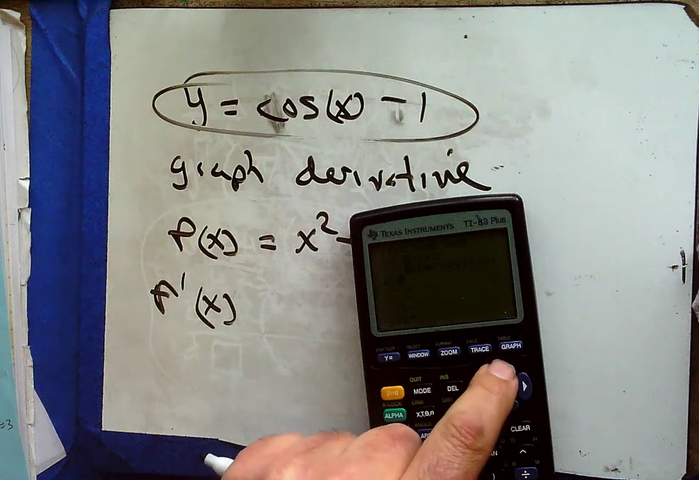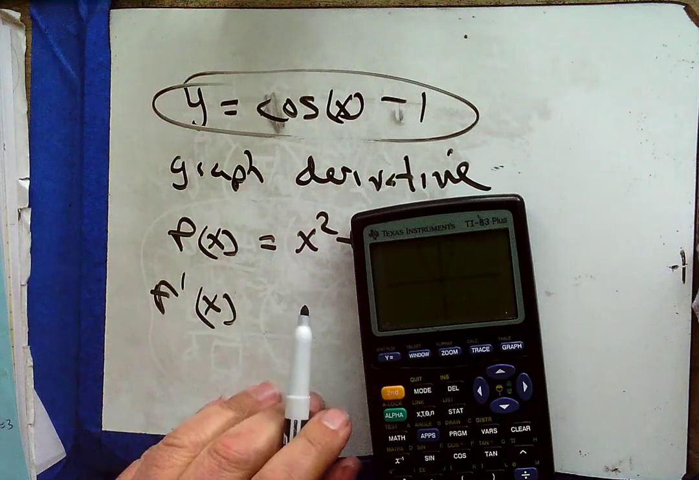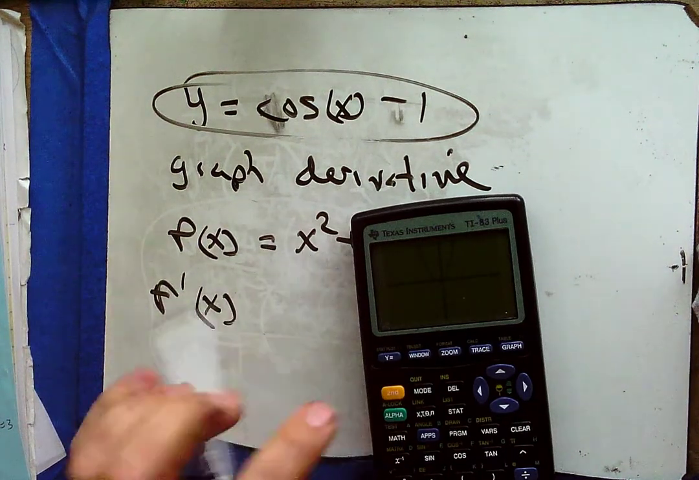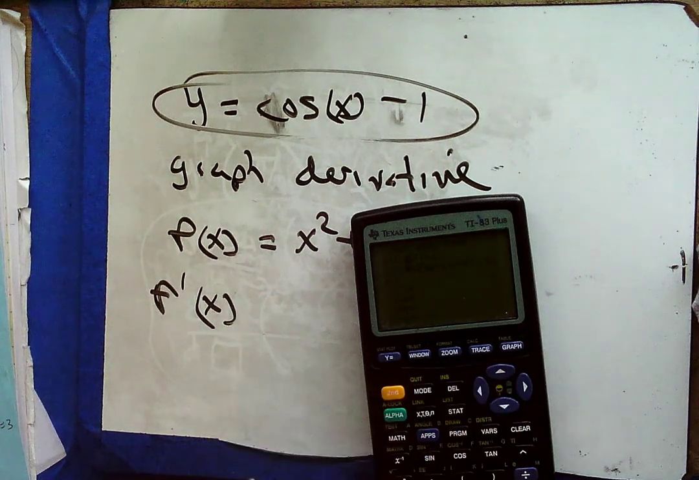I'm actually going to turn this off for a moment and just do zoom standard. So here's our original graph. It's a parabola. And now I'm going to graph on top of that the derivative graph.